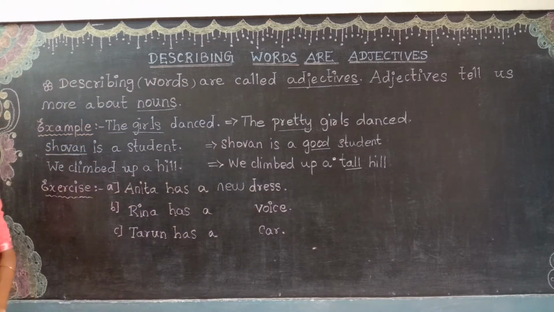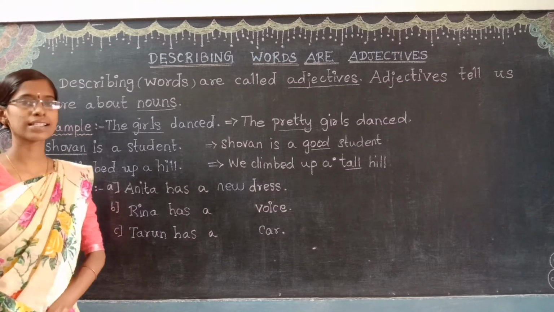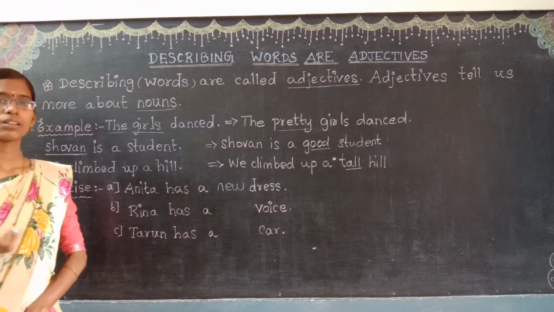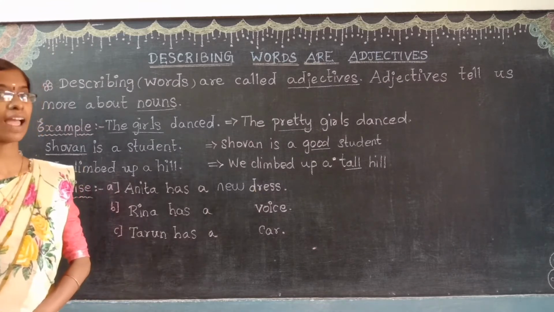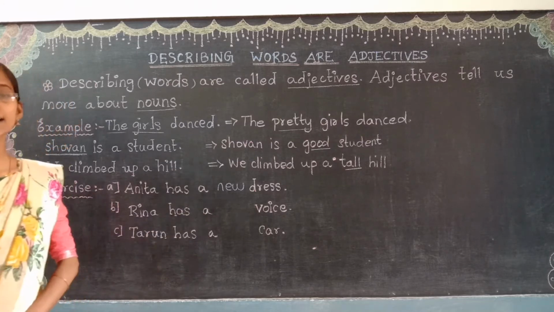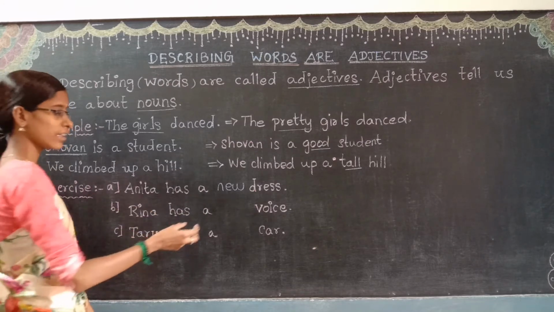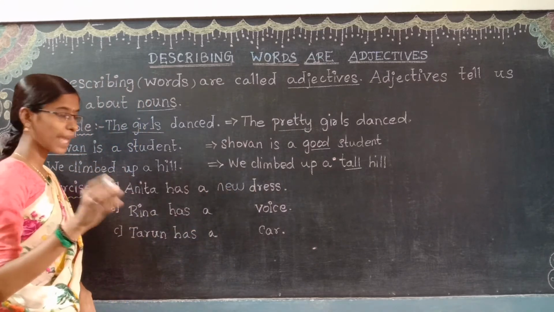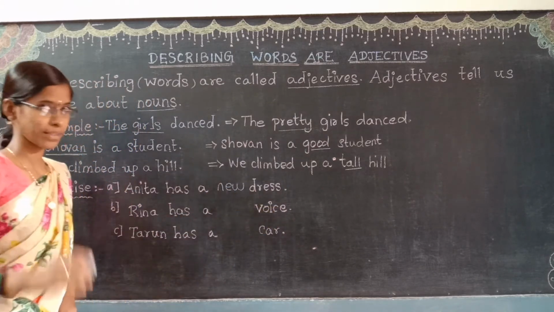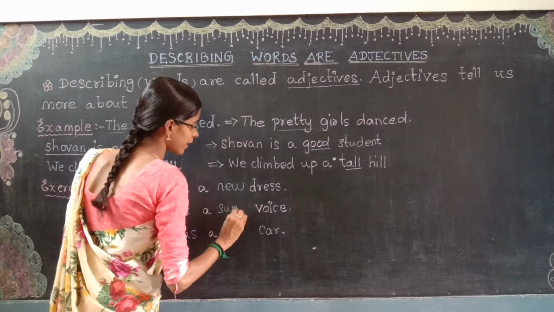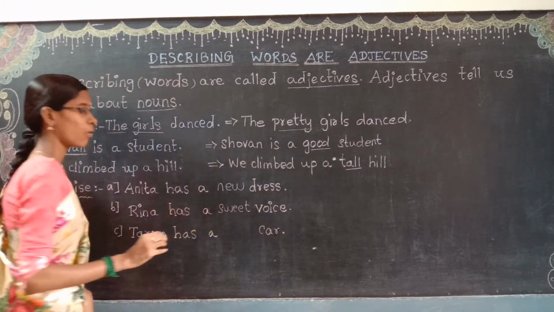Okay, so coming to the next, Reena has a dash voice. We can say what a voice, such a sweet voice she has. So here Reena has a dash voice. So okay, the adjective word we are using here just describes the noun voice. Okay, so Reena has a what voice? Reena has a sweet voice.